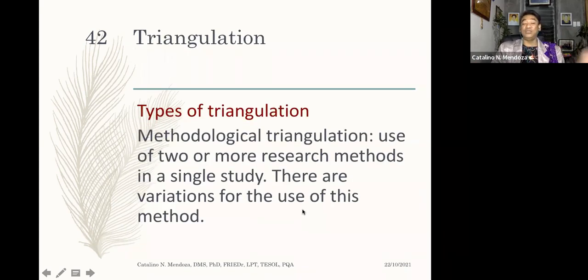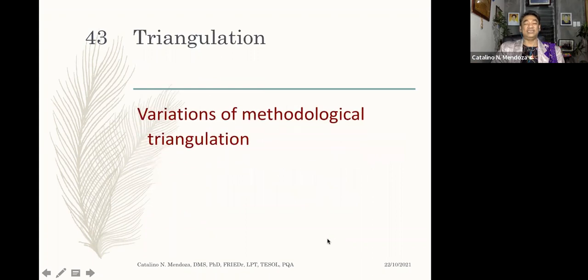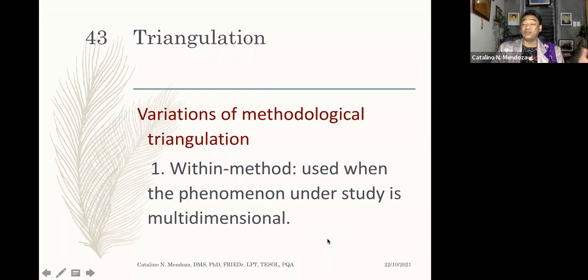Methodological triangulation uses two or more research methods in a single study. There are variations for the use of these methods, and variations of methodological triangulation are the following.